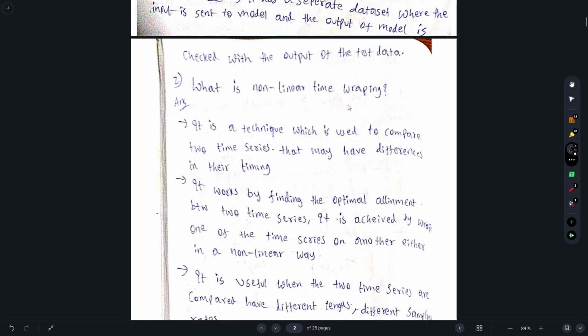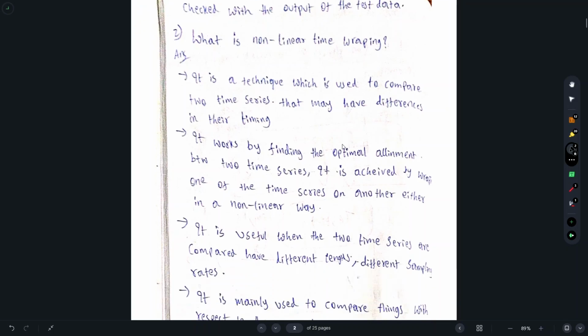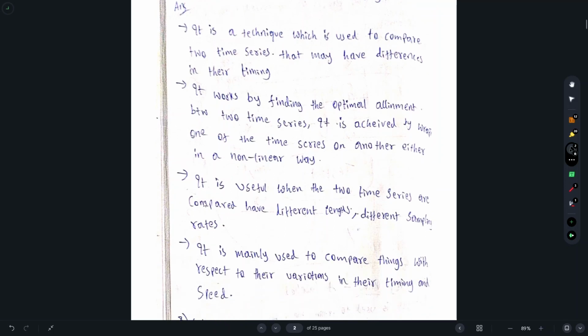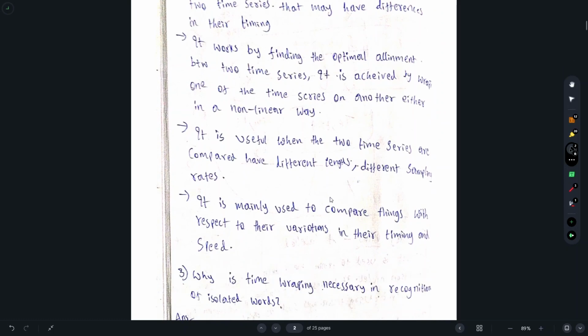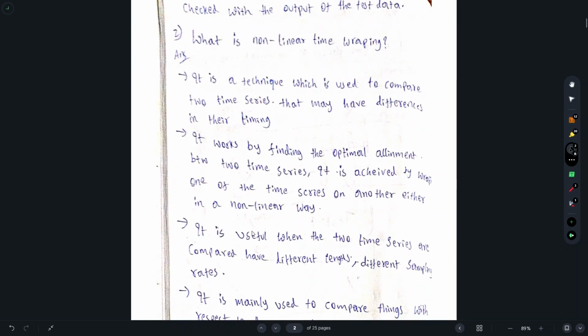What is non-linear time warping? It is a technique used to compare two time series that may have differences in their timings. Basically, both belong to the same data set, the same plane, but there are some differences between them. It works by finding the optimal alignment between the two time series. It is useful when the two time series being compared have different lengths or different sample rates. It is mainly used to compare things with respect to variations in timing and speed. So this is about non-linear time warping.